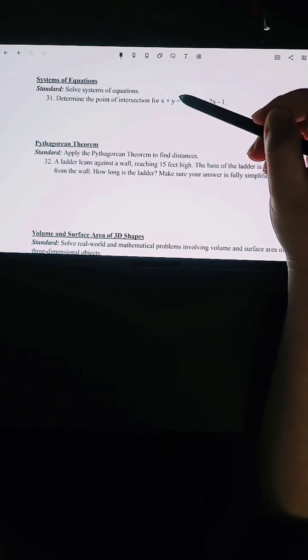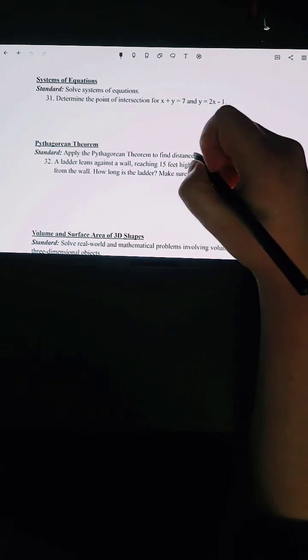So now let's go to this system of equations problem. It says determine the point of intersection for these. Point of intersection is just another way of saying find the solution, because the point that they intersect at is the point that works for both of them, so it's a solution for the system of equations.